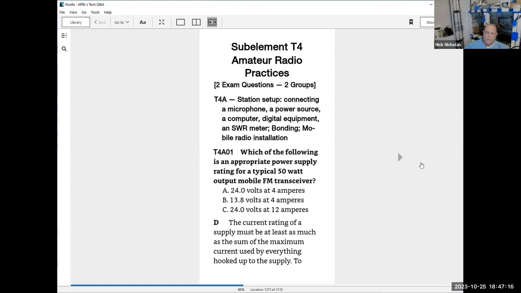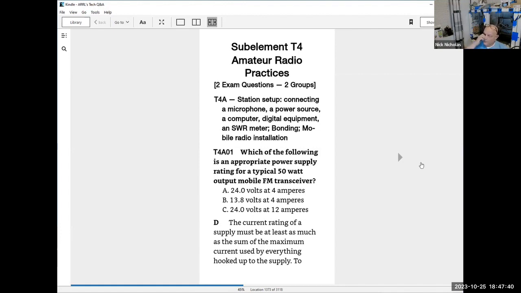I know my power supplies have all sorts of 12-volt devices hooked to them, meters and things like that with lights. That all draws power. So you want the 4 amps plus whatever else you might need. So maybe I want a 5, 10, or 15 amp power supply.